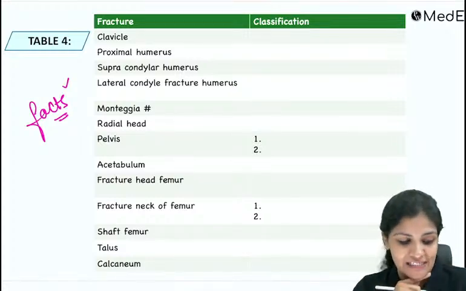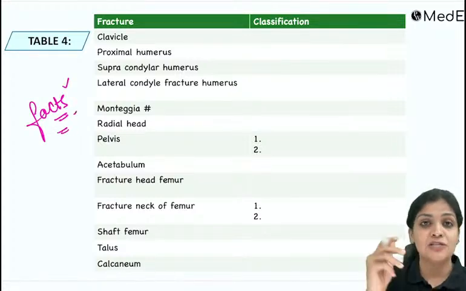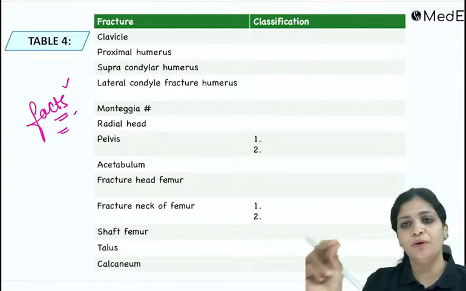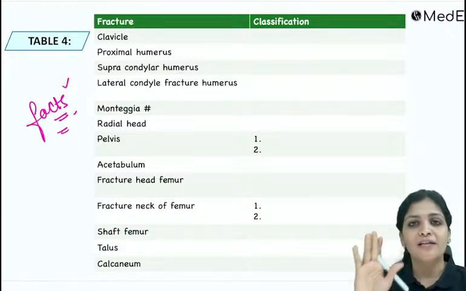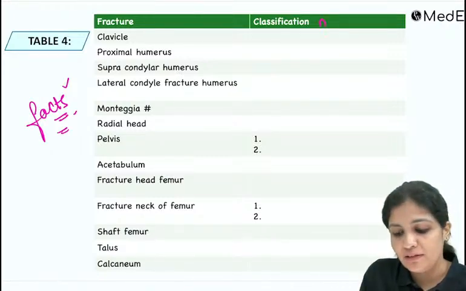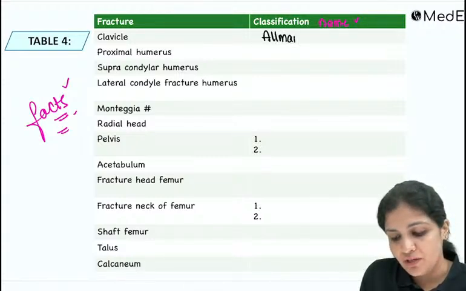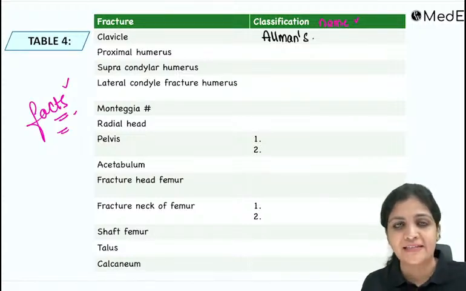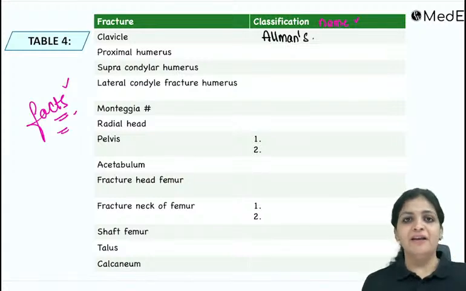So now what are the classification names for those particular fractures? And remember, these are the areas which will give you marks, right? So if you read, you will write. That's it. There is no understanding or concept building behind this. So what is the classification name given to the classification of clavicle? This is Allman's classification. So whenever you see the name given to the classification of the clavicle, it is Allman's classification, which is used for clavicle fractures.